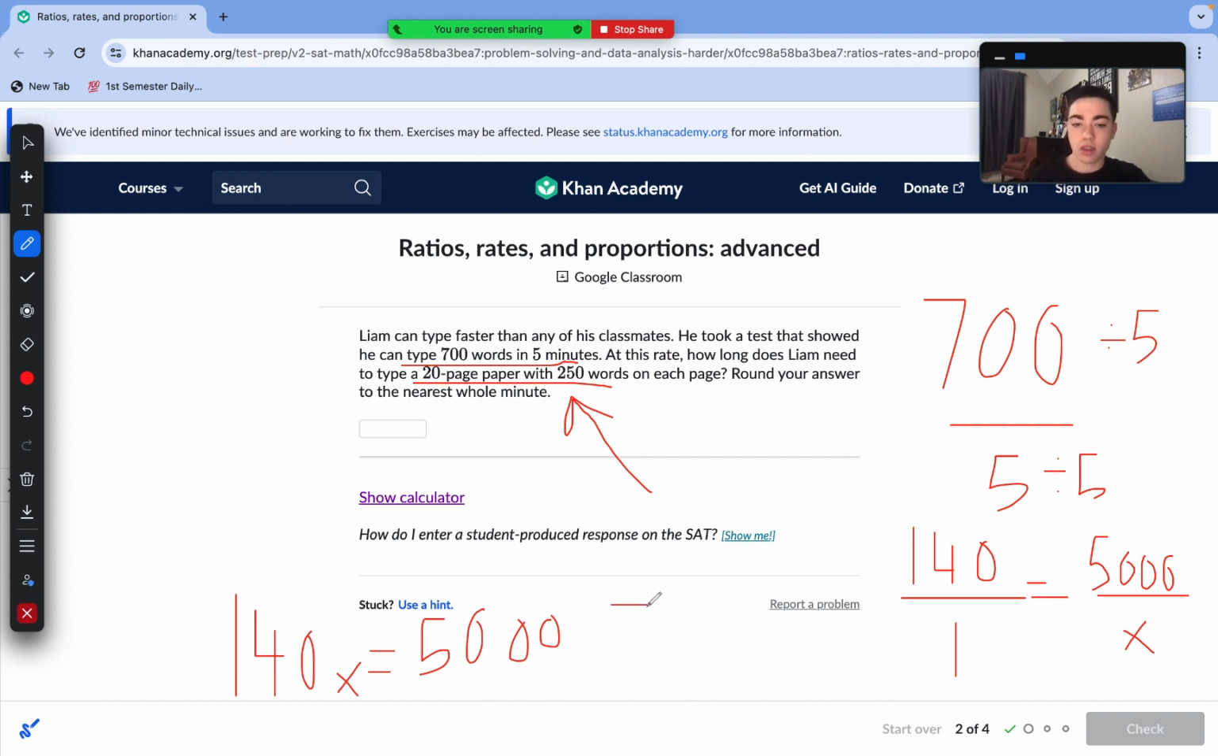Our answer is 35.7, and as the question said, we need to round to the nearest whole minute. 0.7 is going to round up 35 to 36, so 36 is our answer.